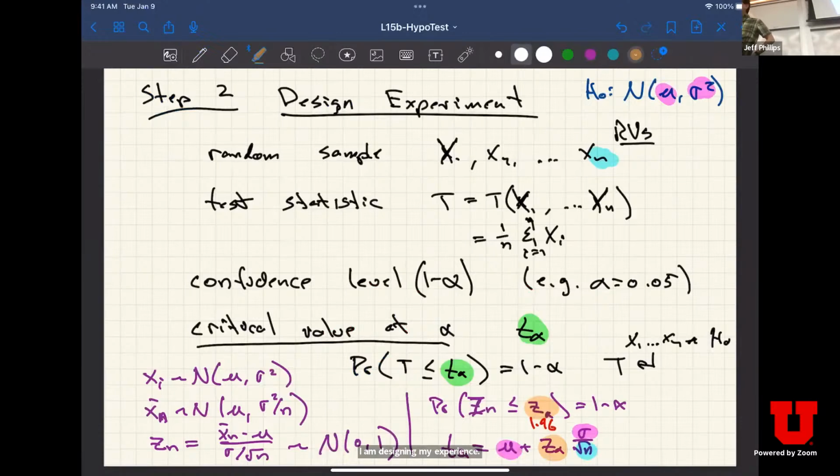Yes, okay, great. So if I collected heights from people from the Utah population database, calculate the average, and compare it to T alpha, that's how I'm going to design the experiment.